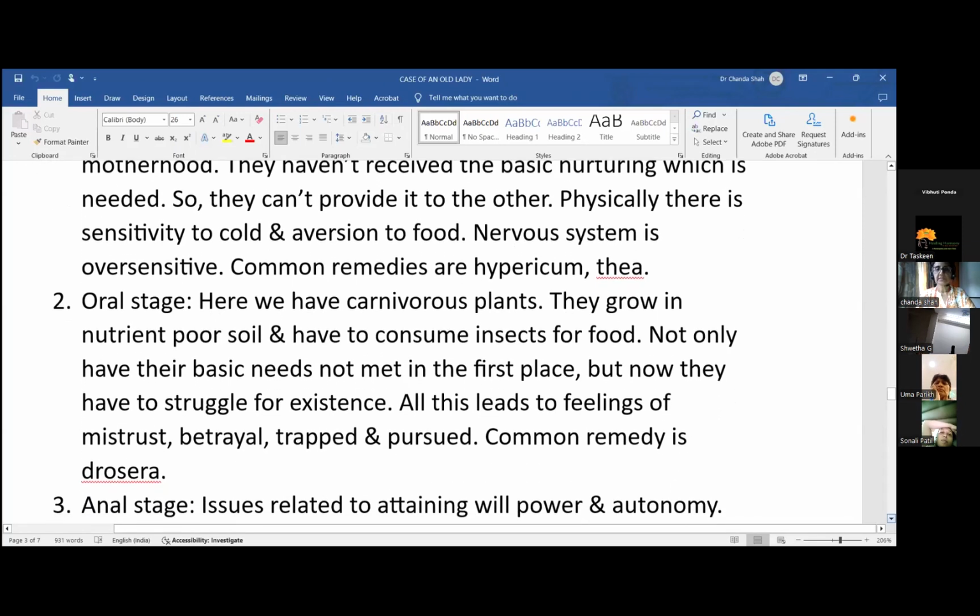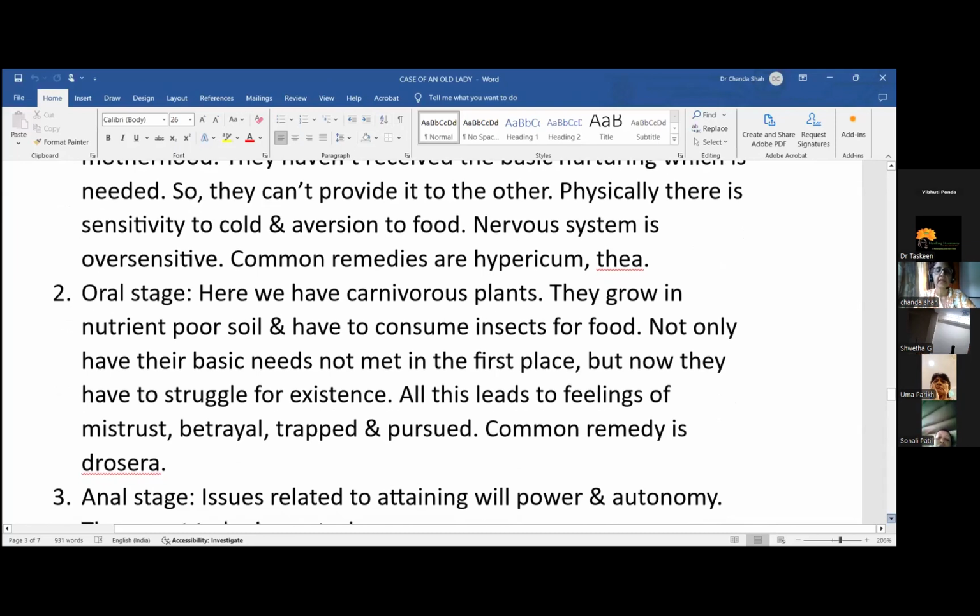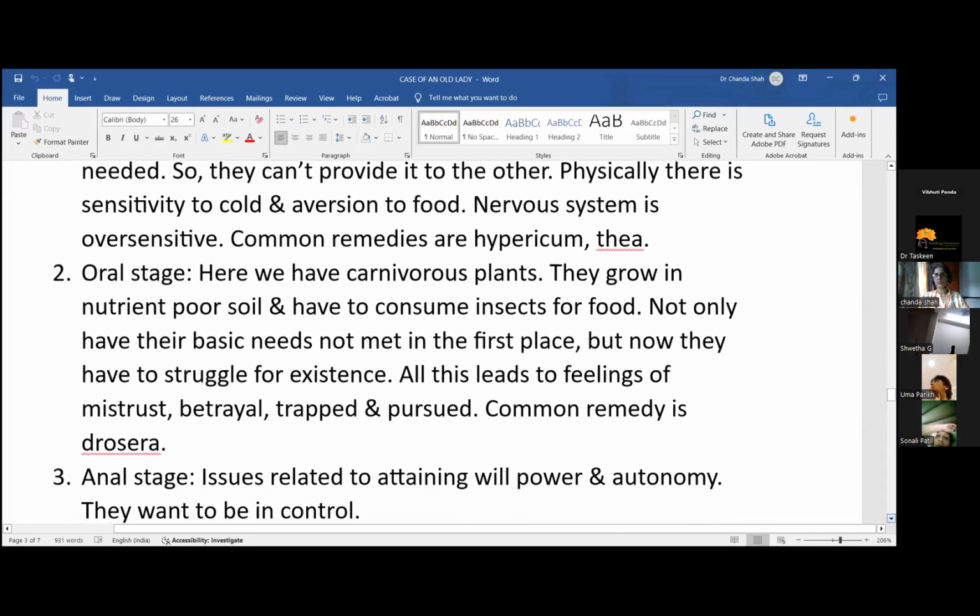Then we come to the oral stage. Okay. Here we have all those carnivorous plants. And the soil in which they grow, no, it's not rich in nutrients. So they don't get enough nutrition, they don't get enough love and care from the soil. And for food, they have to eat insects. Okay. So what happens? Their basic need has not been met, and they have to struggle for existence. So all this leads to a feeling of mistrust, betrayal, trapped, and pursued. The common remedy here is Drosera, right?